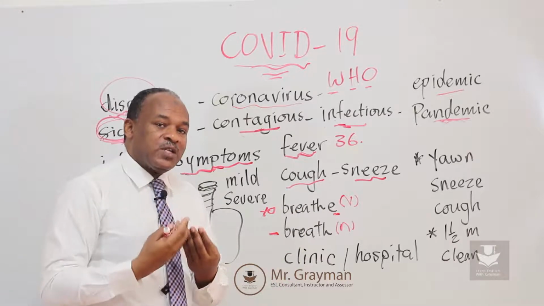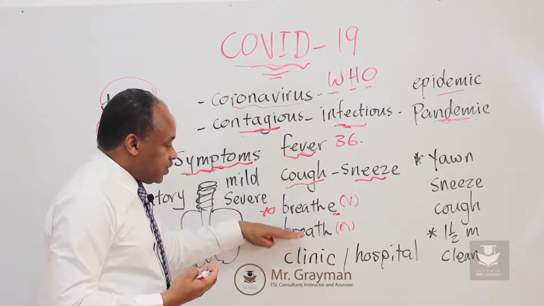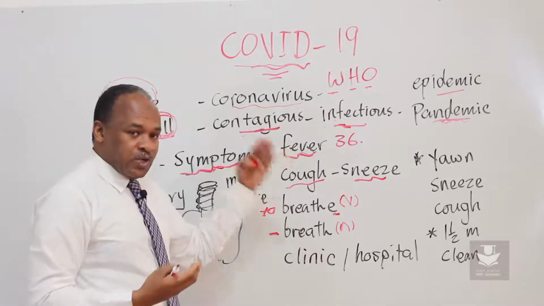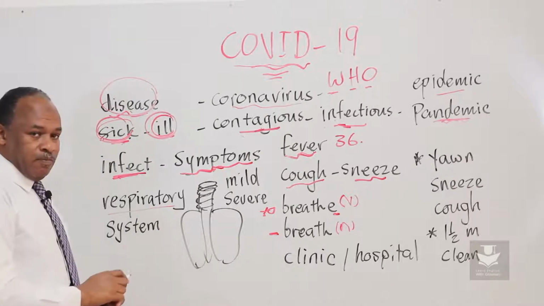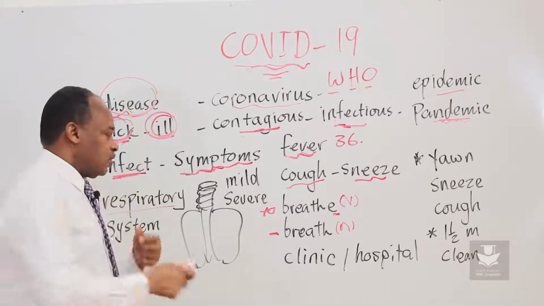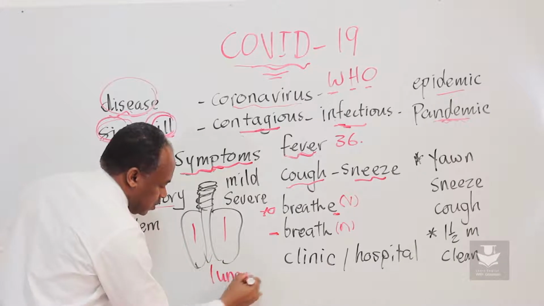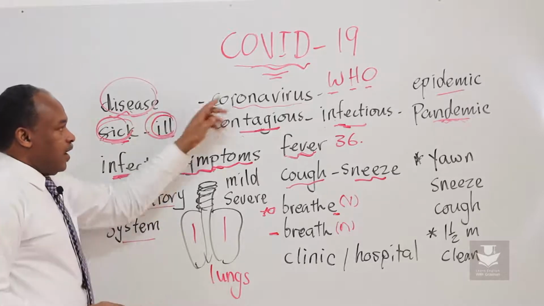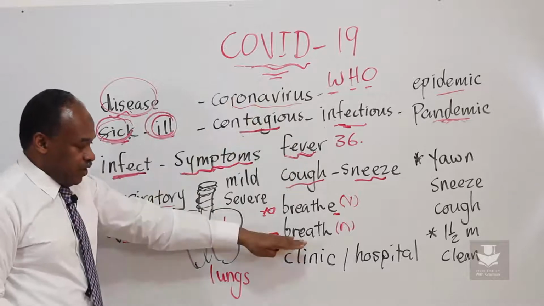So when you have difficulty in breathing, coughing, sneezing, fever. So what's happening? Your respiratory system, starting from here, the nose, the mouth, and the throat, goes down to the lungs. These are the lungs. So when your respiratory system is being attacked by coronavirus, COVID-19, you would feel this.